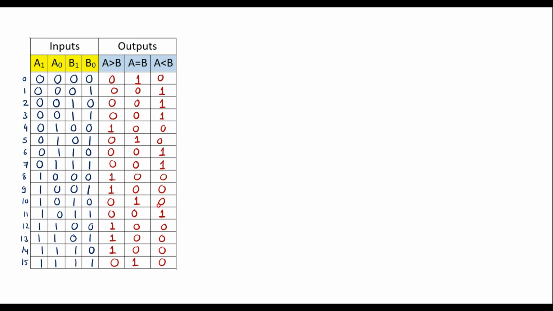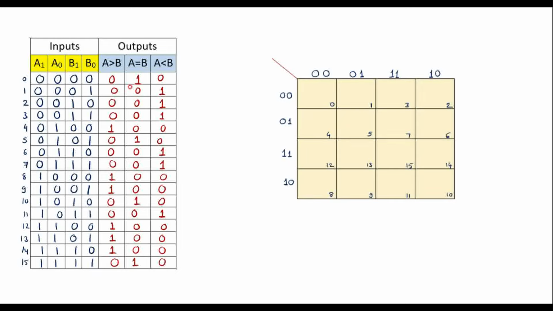Thus, we have written the truth table for the 2-bit comparator. Now we are supposed to get the Boolean expression for the output variables. Here we have four inputs, A1, A0, B1, B0. So we are supposed to use a four-variable K-map. First I will try to get the Boolean expression for A greater than B.